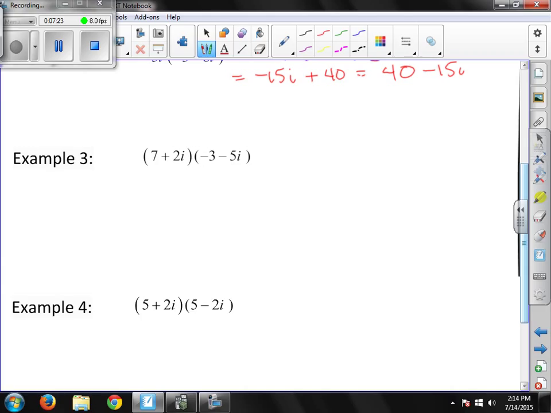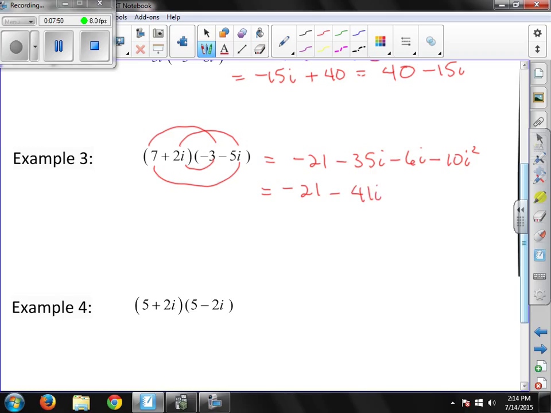Example 3, we're going to FOIL. F, negative 21, O, negative 35i, the inside minus 6i, and the last minus 10i squared. Simplify. Negative 21. I'm going to combine my like terms, minus 41i. And remember the i squared. It will change the sign and make it real to give a plus 10. Now I'm going to combine my real parts, negative 11 minus 41i.